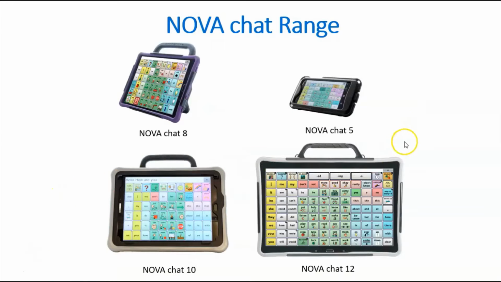Okay, so to get started, our Nova Chat range, there are 4 devices. We have the Nova Chat 5, which is our smallest device. I think it's the lightest high-tech dedicated device on the market. It is the size of your phone, but has an inbuilt speaker on the back. Then that progressively increases in size to the Nova Chat 8, Nova Chat 10, and our Nova Chat 12, which still is a very large device, but is still quite light. So it's something you can carry around with you still. That's probably in contrast to our Accent 1000 or Accent 1400 device, which are quite large and really need to be mounted.